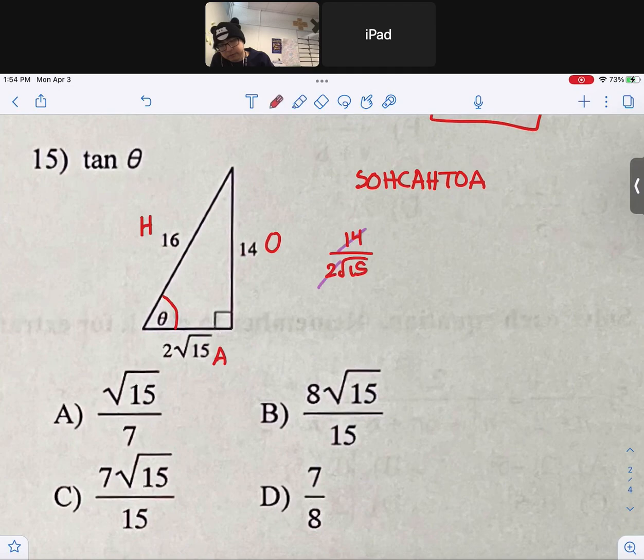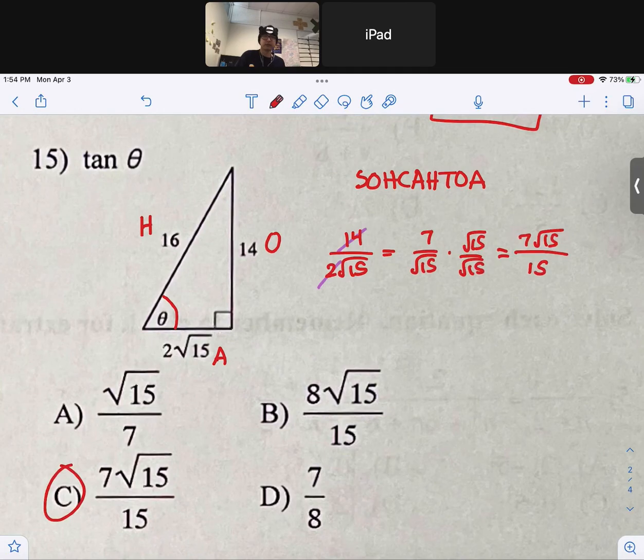14 and 2, you can divide both of those by 2 for 7 rad 15. And to get rid of the radical sign, because you must, you gotta multiply top and bottom by itself. 7 rad 15 times itself is just 15. So that's just gonna be C.